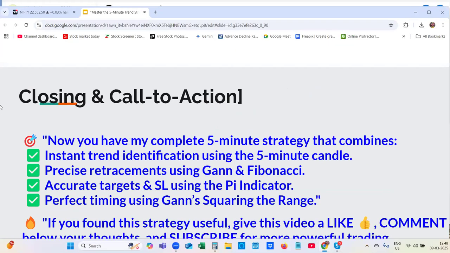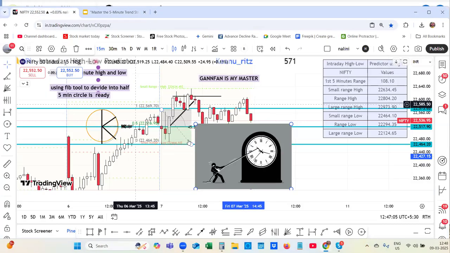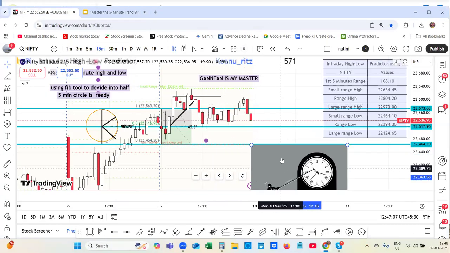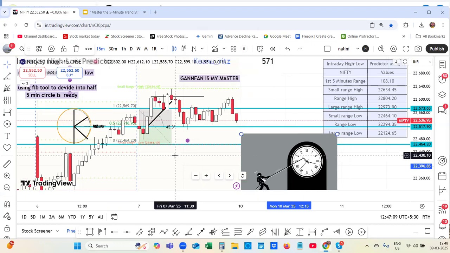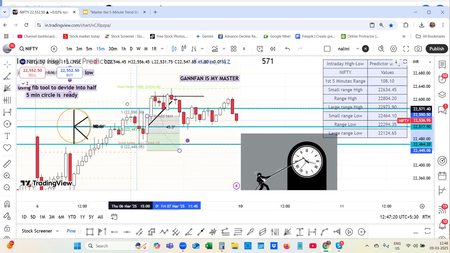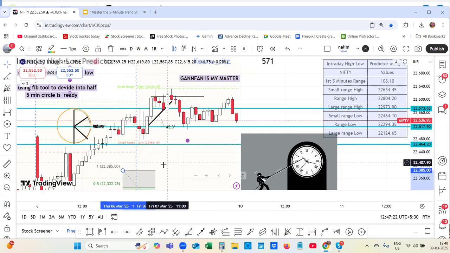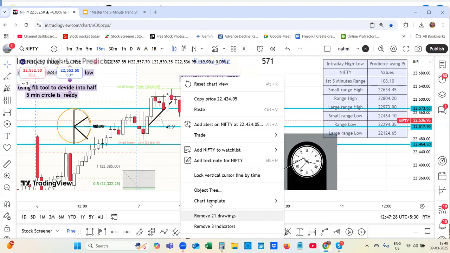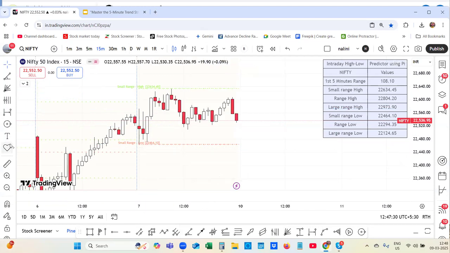Let me take you to the chart. Once again, I'll explain the strategy. The first step is marking the high and low of the 5-minute candle. So I'm zooming in on it. Let me take the tool again and show it to you. Let me remove all the drawings so that we will start fresh.